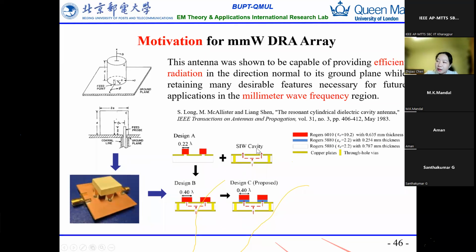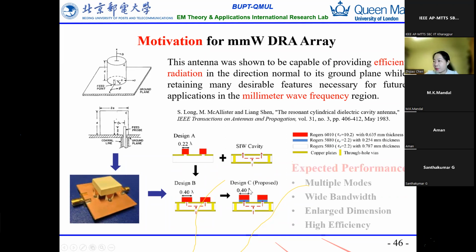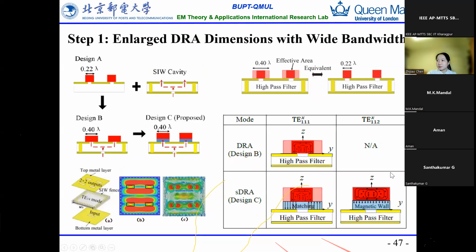So I designed the antenna with the back of the SIW cavity to extend its dimension, and also a stacked structure to extend its bandwidth. In this way, it is excited with multiple modes, giving wide bandwidth, large dimension, and high efficiency. So the fundamental of how I enlarge the DRA dimension is like here.